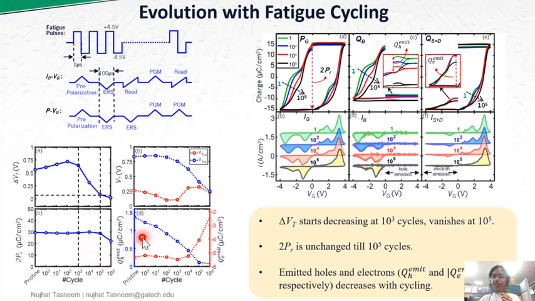Interestingly, the amount of emitted holes and electrons also decreases with cycling. This can also be seen from this figure as well, where you can see that emitted holes and electrons are decreasing with cycling, although the 2PR value is almost unchanged. This indicates that electron and hole dynamics play a very big role in FeFETs operation.